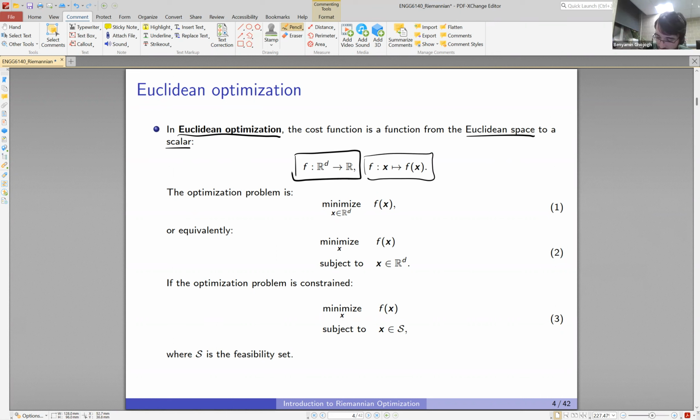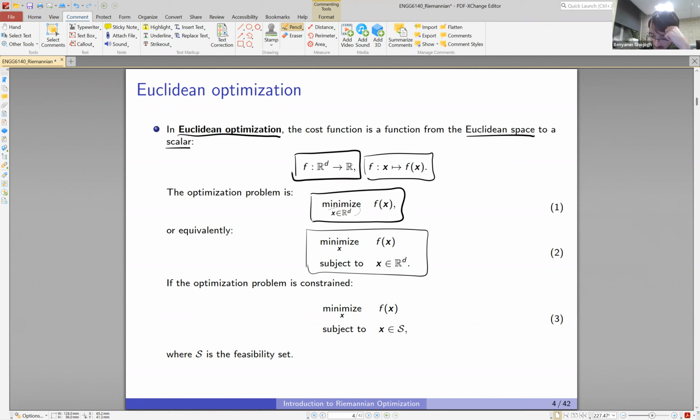The optimization problem can be seen as this: minimize the function f of x with respect to x, which is in R^d. Or equivalently, we can write this equation 1 as this: minimize f of x with respect to x subject to x belonging to R^d. R^d is the d-dimensional Euclidean space. It means that x is a d-dimensional vector in the Euclidean space.